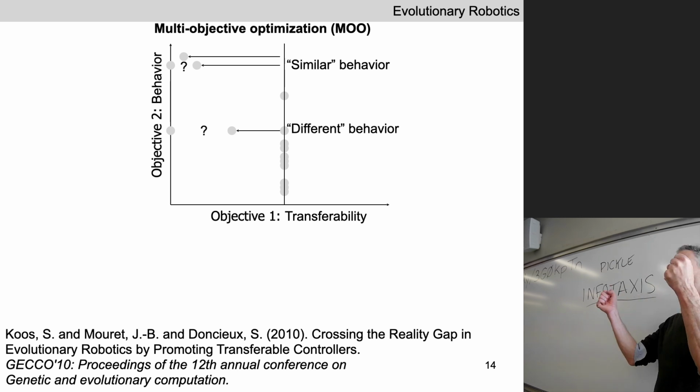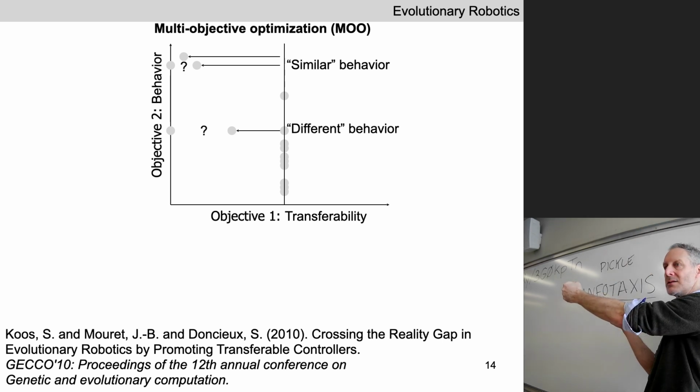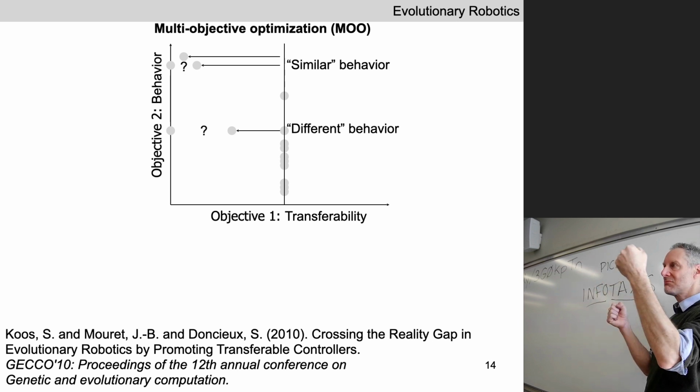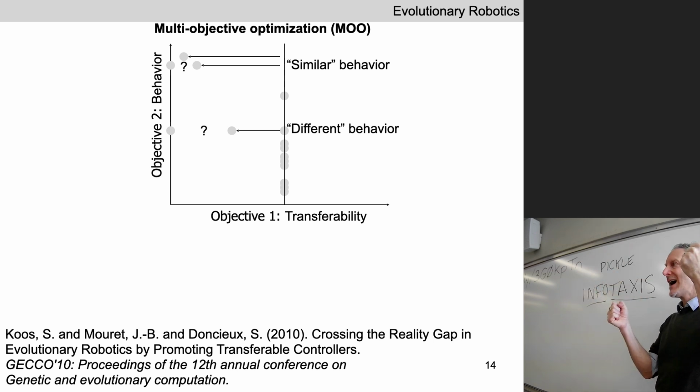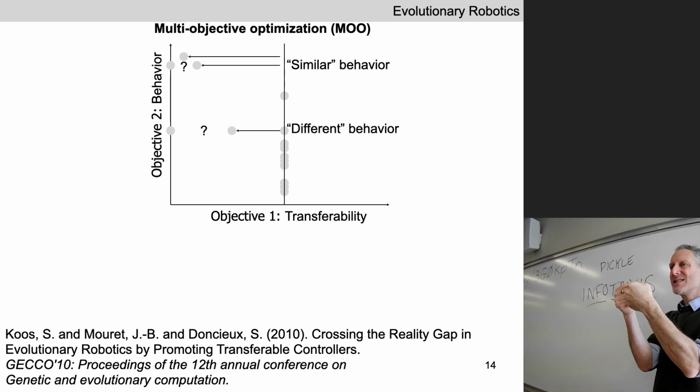Let's imagine controller I. We run it on the simulated robot, then we send controller I across the gap, and we run controller I on the real robot, and it doesn't transfer very well at all. We find another controller J in the population that has very, very similar synaptic weights. They're almost identical, but not quite the same.